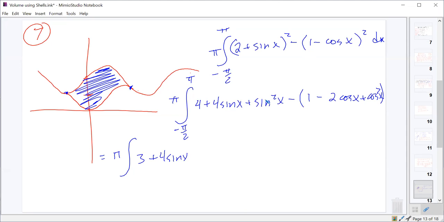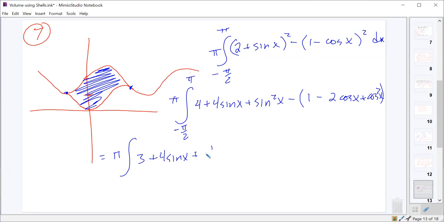How are we going to deal with plus sine squared x? With what? I didn't hear what you said. With the power reducing identity? That you said? Yeah. That works.